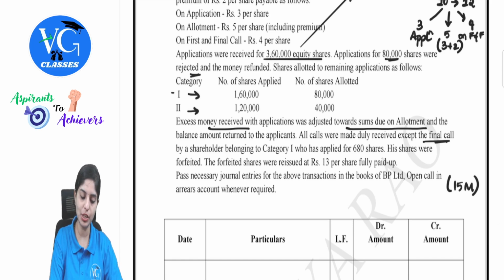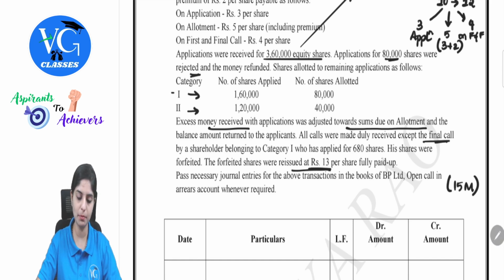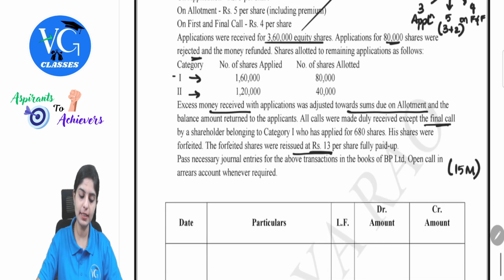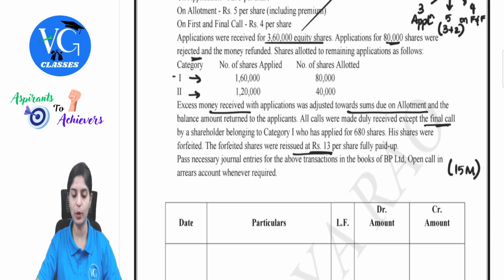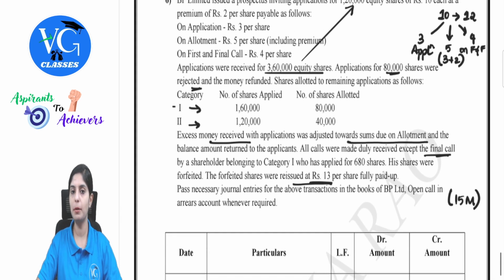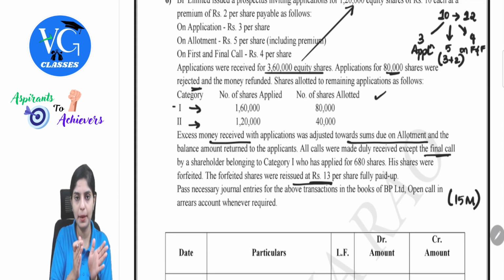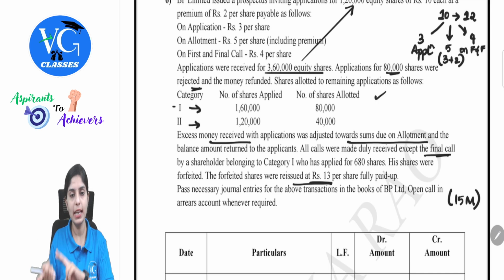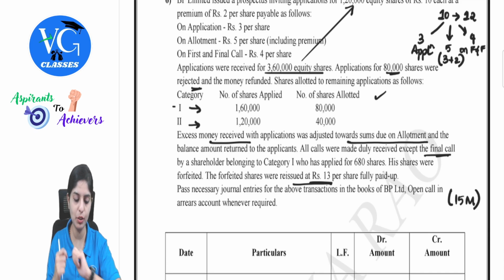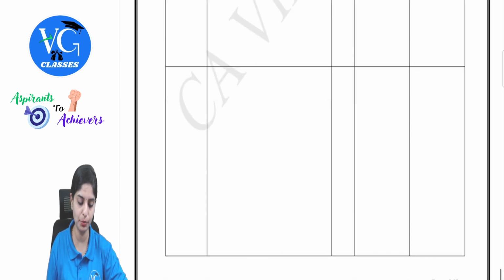So this is reissued at a premium, because 10 rupees is my normal face value. Pass necessary journal entries for the above transactions in the books of VP Limited. Open calls in arrears wherever required. Now, if you observe, if you remember in the previous pro rata question, we had made two working notes. One was to just find out how much shares applied and how much is allotted. Second was to find out how much is the excess money adjusted towards allotment. So we will also do that working note here too.